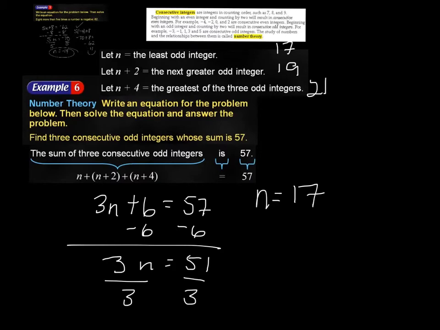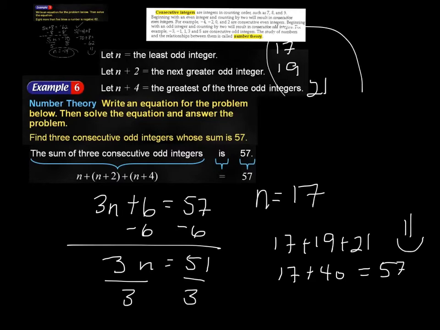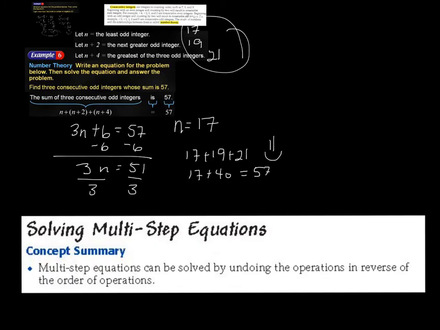Now this time when I do my check, I'm actually just going to check with those numbers to make sure it works. If I add 17 plus 19 plus 21, let's see, 19 plus 21 would be 40 plus 17 is in fact 57. So my answer are those 3 numbers, 17, 19, and 21.